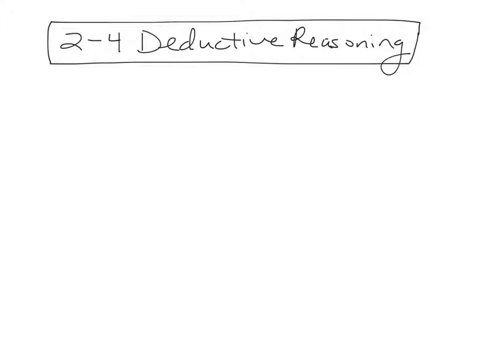Anyway, deductive reasoning is slightly different in that inductive reasoning was we see a pattern and we make a conclusion from that pattern. Deductive reasoning is reasoning logically from a given statement. So this is true. We know this is true. How do I get from that statement to the conclusion that I'm going to make? There are two laws that we're going to talk about today. The first one is the law of detachment.